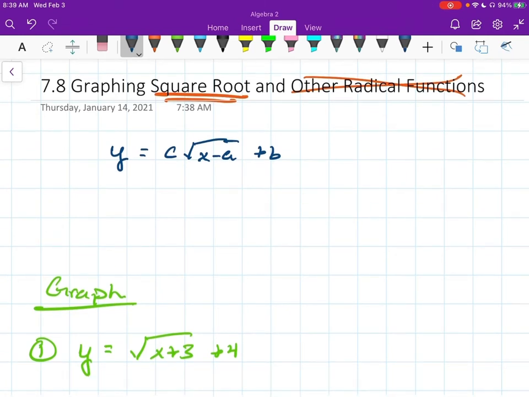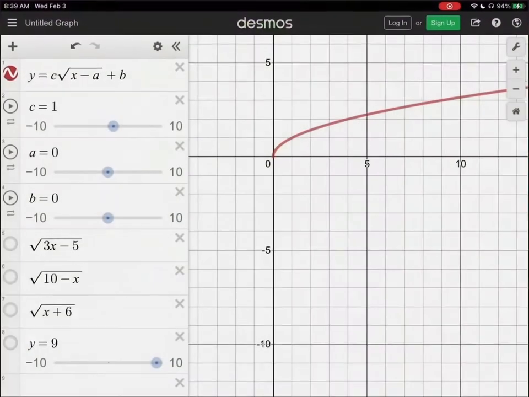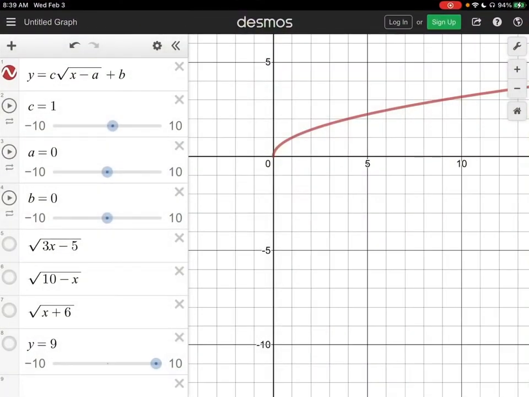But starting off with square roots, right? All of them are going to have some kind of root. They might have a number out front. You normally say x minus a under the root, and then we have a plus b at the end. So let's look at Desmos and let's see what this does. So right here at the top in the upper left corner, I have y equals c root x minus a and then plus b. And let's see, what does c do?